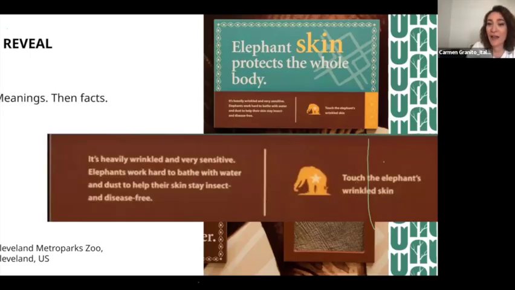And the facts, where are the facts? The facts are there in the smaller text. So it says it's heavily wrinkled and very sensitive. Elephants work hard to bathe, etc., etc. So it is giving us facts, but the prominent spot is not taken by facts, it's taken by meanings. Because the idea of protection, protecting the body, is the deeper meaning that we are connecting to the phenomenon of the skin of the elephant.